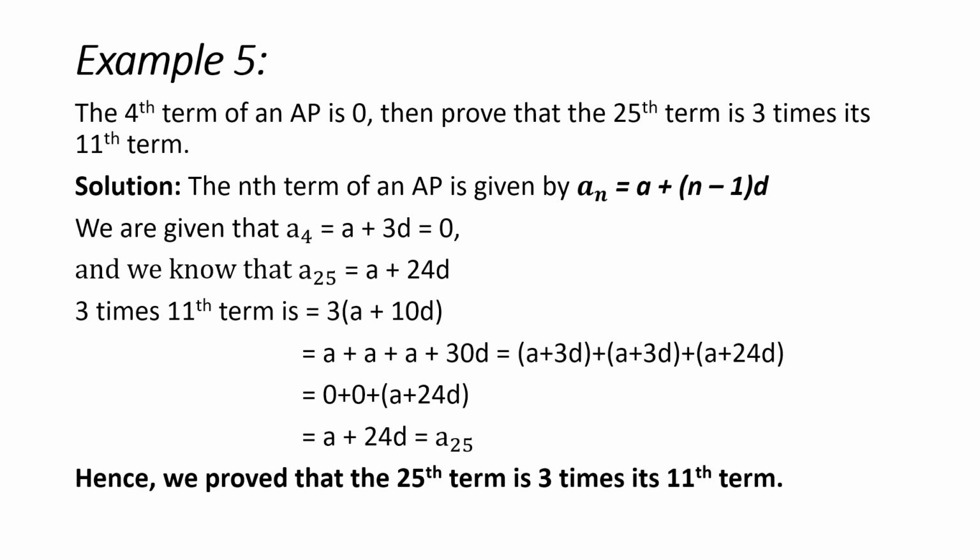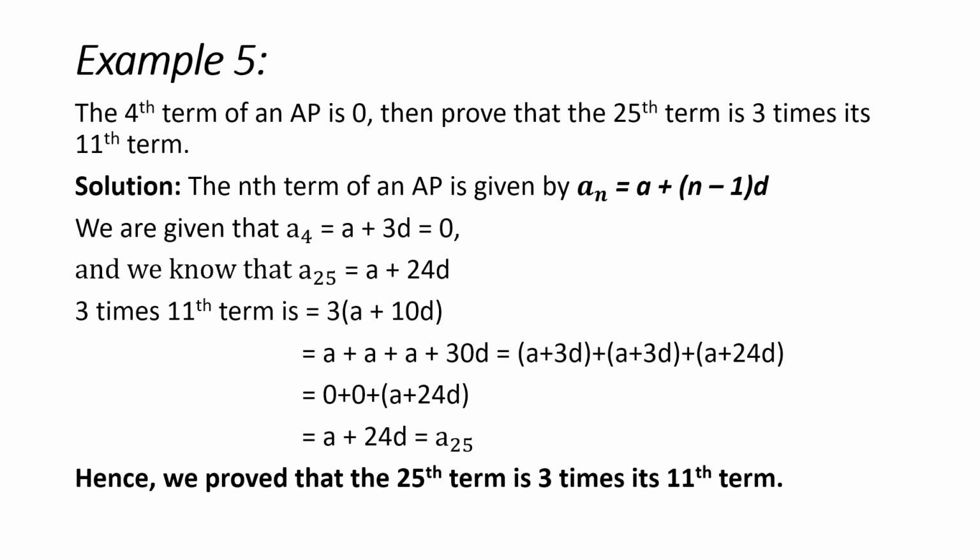Now what we know is that the nth term of an arithmetic progression is An equal to a plus n minus 1 into d. We are given that the fourth term is 0, meaning A4 is a plus 4 minus 1, which is 3 into d, is equal to 0. So one equation which we have is a plus 3d is equal to 0.